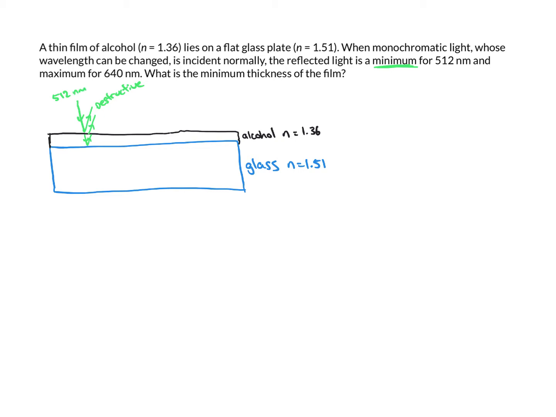However, when they shine 640 nanometer light, which is reddish orange, I'll just use red, it will undergo this process. You get these two beams like in the notes, and this time it returns back a maximum. So they're saying it returns back pretty bright, meaning we have constructive interference. So that was for 640 nanometer light.